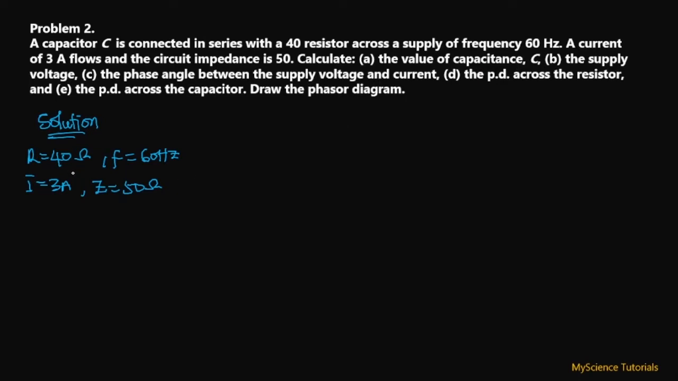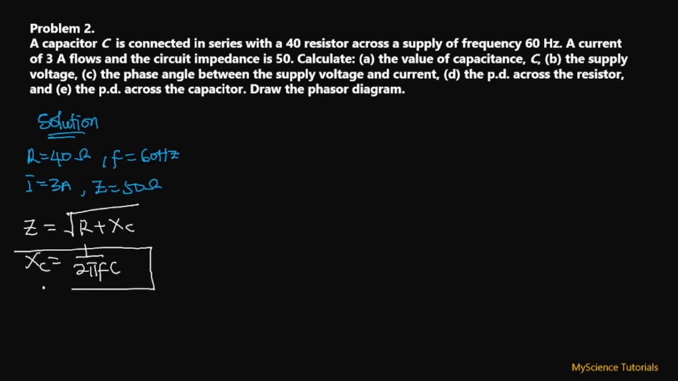Alright, so let's look at how we find that. We've been given from the question that the impedance is equal to 50, and we know that the impedance is equal to the root of R squared plus XC squared. We also know that XC is equal to 1 over 2 pi fC. So until we get XC, the capacitive reactance, we cannot find C. So this will be on hold. Let's try and find XC first, and then we can use that to find our capacitance C.